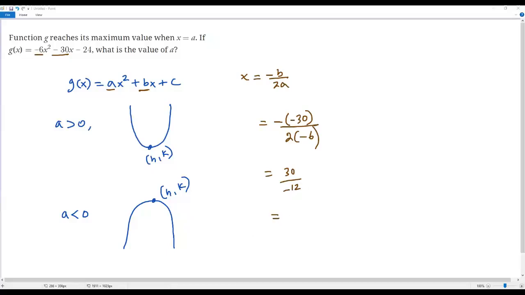So when I divide 30 by 12 using calculator, I'm getting 2.5, but there is a negative sign over here, so I'm getting negative 2.5. So now I got the x coordinate of the vertex, that is negative 2.5. So that is the value of a, because the question says g reaches its maximum value k when x equals a. So that means the x coordinate of the vertex is a. So here we got the x coordinate of the vertex, that is negative 2.5. So the value of a in this problem is negative 2.5.